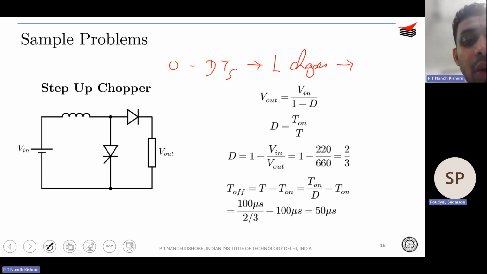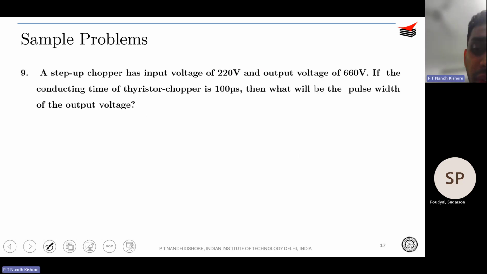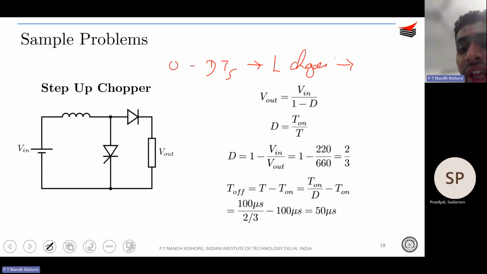During that period, V out is not connected to V in. But during the T off period, V out is connected to V in through the inductor, right? The diode gets forward biased and therefore you have V in, inductor and V out. Correct? So that is why in this quiz, for this question, the answer is you need to calculate your T off. So you got it?